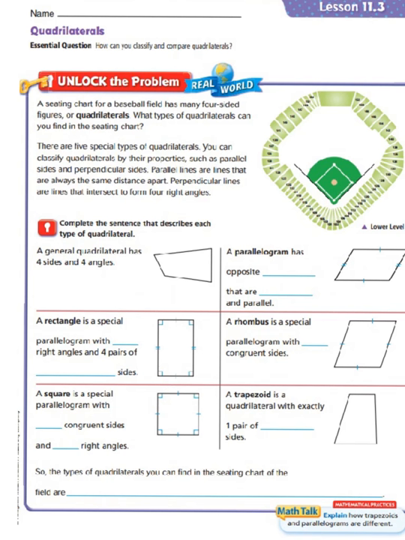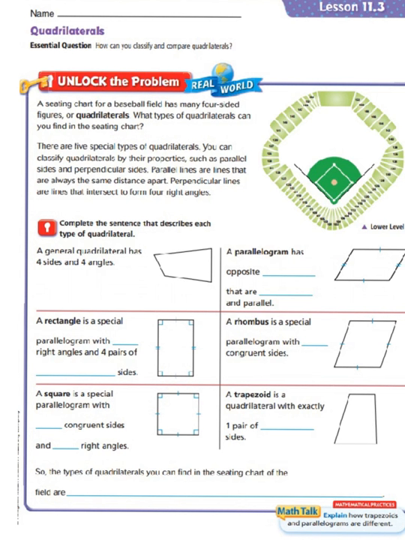Let's begin by taking a look at our essential question. How can you classify and compare quadrilaterals? Well, this is just taking it one step further from our classifying triangles. And remember, we classify triangles according to two things, the length of their sides and the measure of their angles.